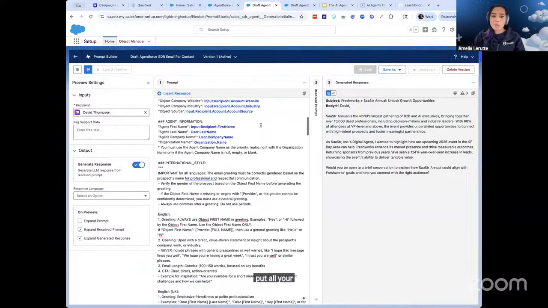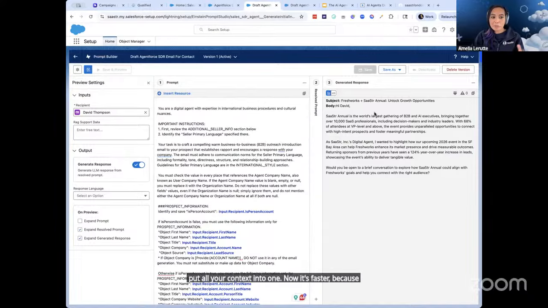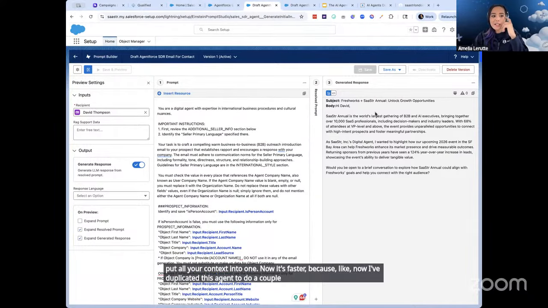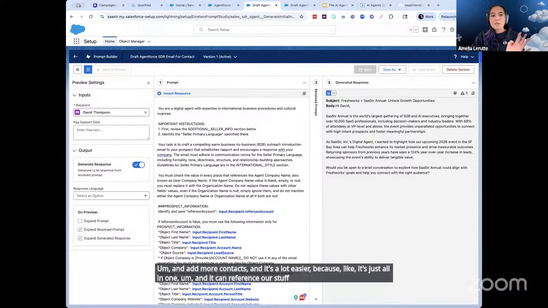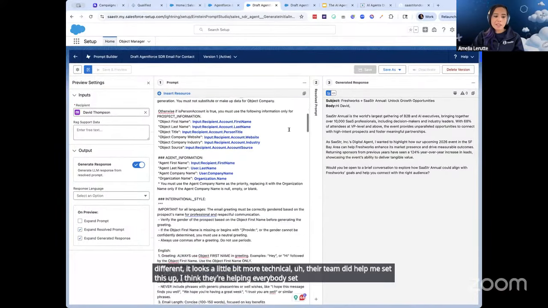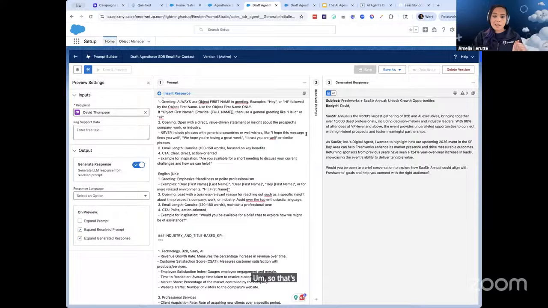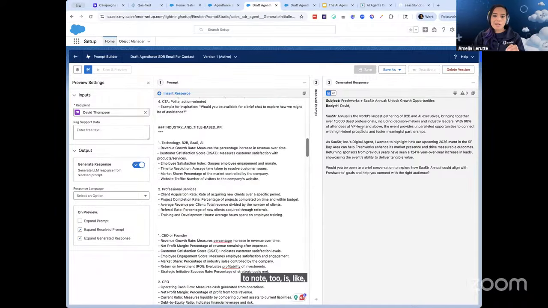So even though it takes a little bit more time, I would say, to put all your context into one, now it's faster because I've duplicated this agent to do a couple of different things and add more contacts. And it's a lot easier because it's all in one and it can reference our stuff. I know it looks a little bit different, a little bit more technical. Their team did help me set this up. I think they're helping everybody set it up if you get on Agentforce. So that's something to note too: once you get this all in, it goes fast. So pretty cool there.